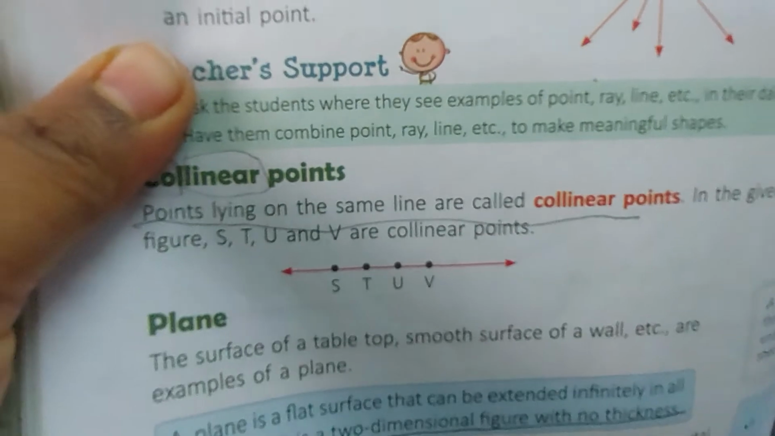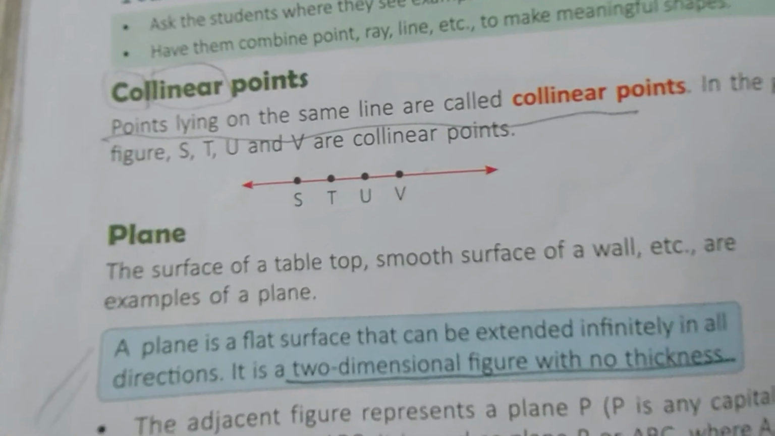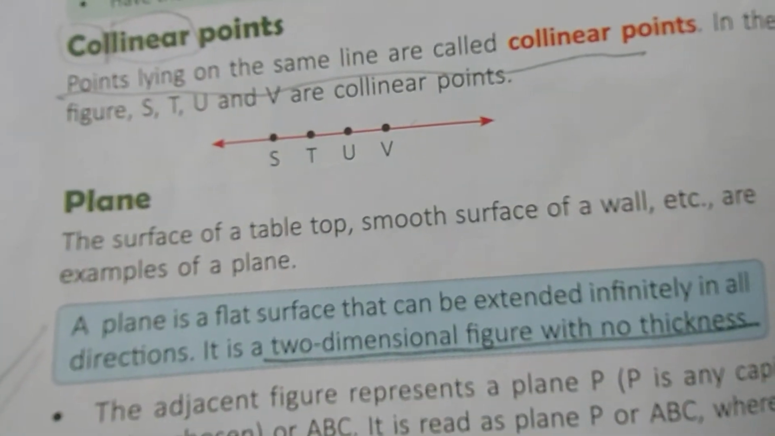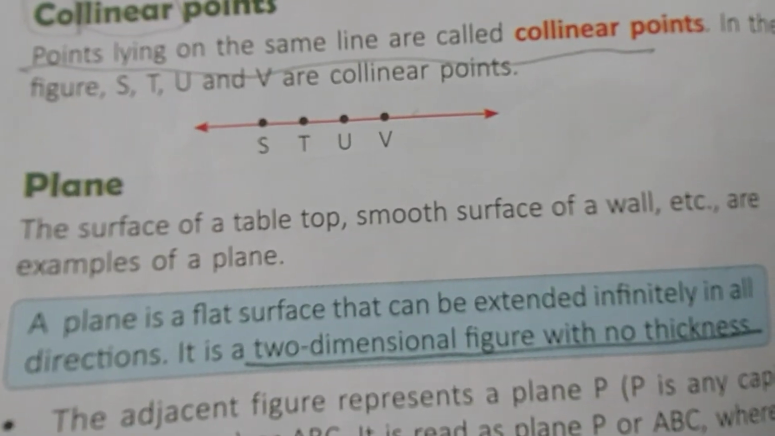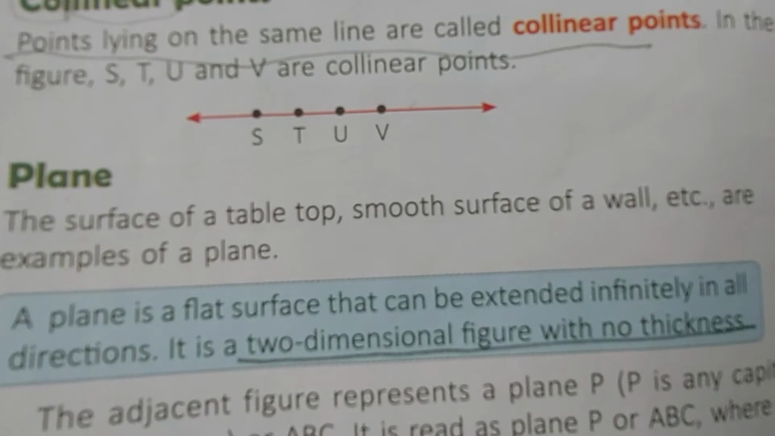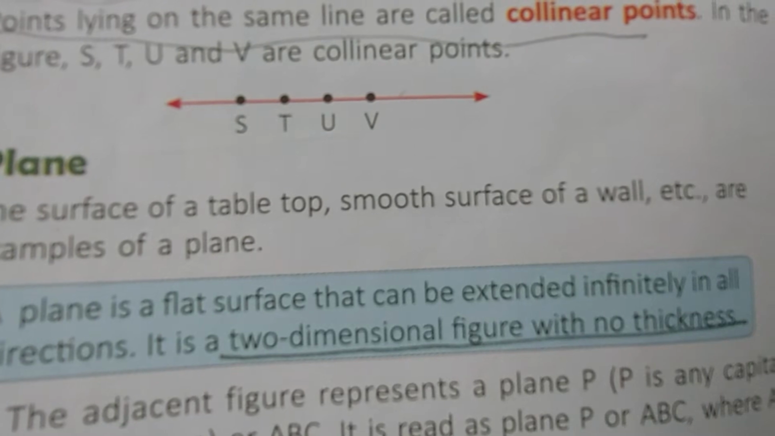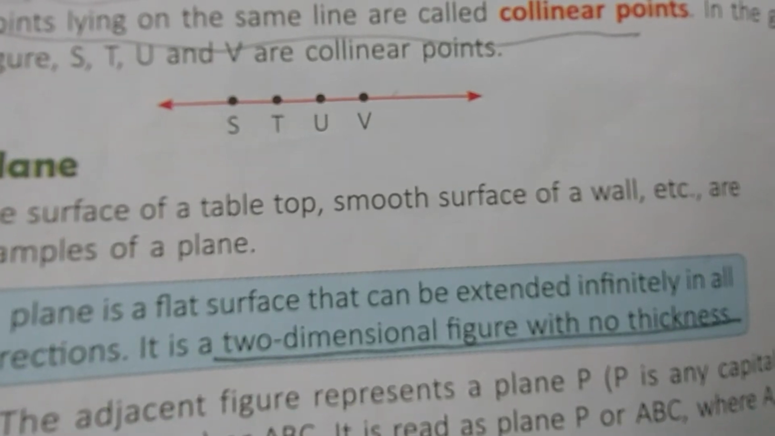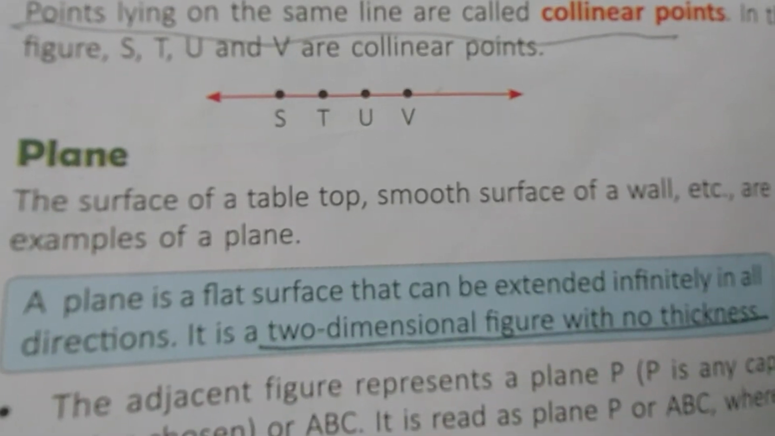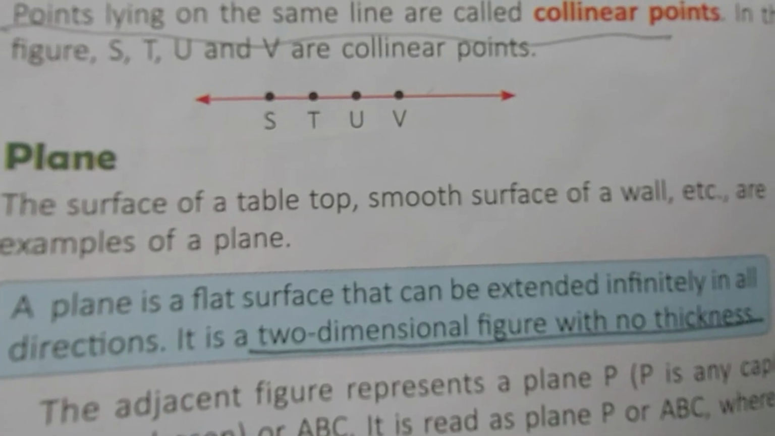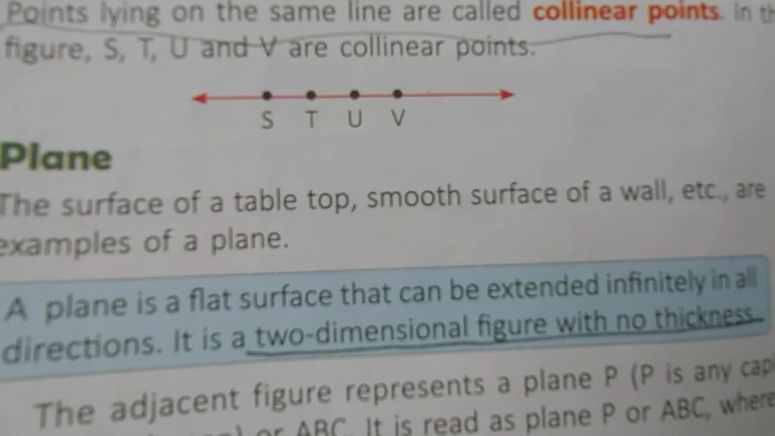Next we start with a plane. What is a plane? It is a flat surface that extends infinitely in all directions. And it is a two-dimensional figure. Some examples are a smooth surface of the wall, surface of a top of the table. They all are examples of plane.